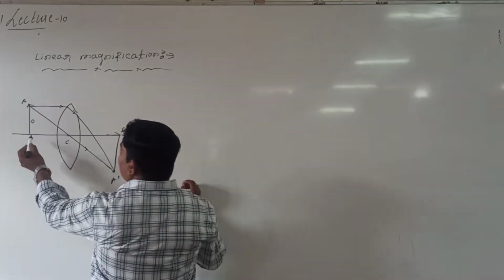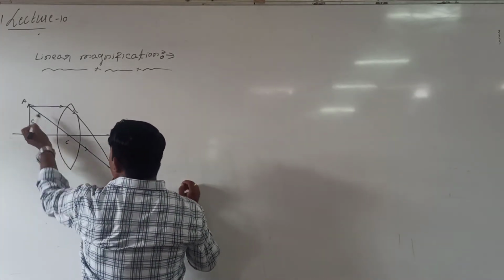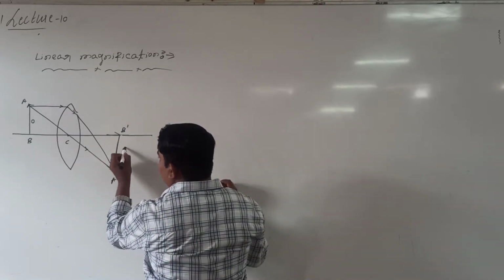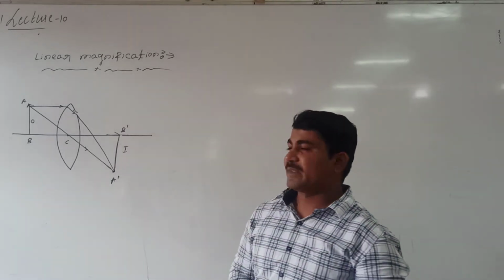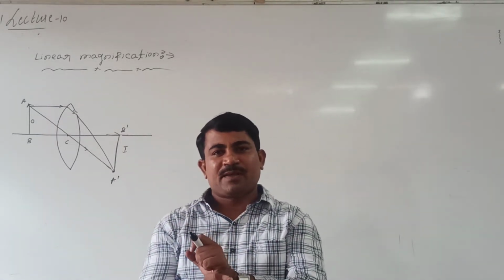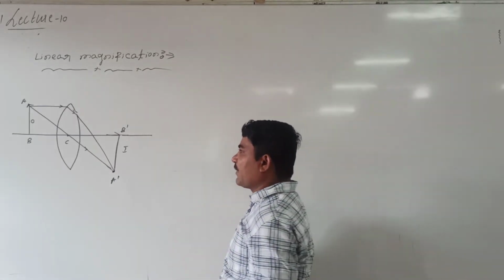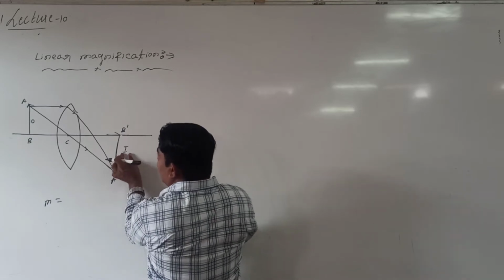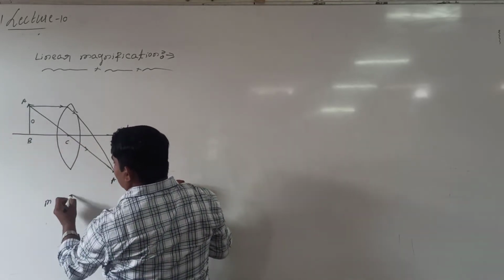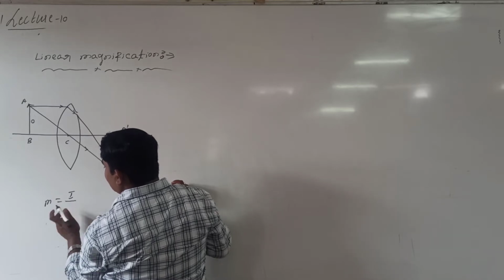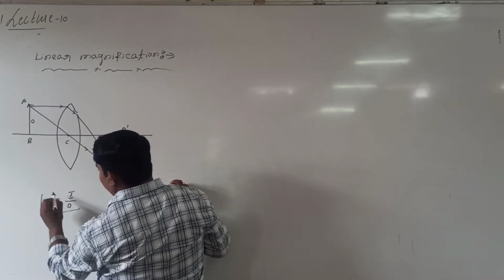We know that the image of the object AB appears at A dash B dash, so the size of the image can be represented by I. Now simply we will say linear magnification. In what way can I define linear magnification? Linear magnification is the ratio of the size of the image to the size of the object.